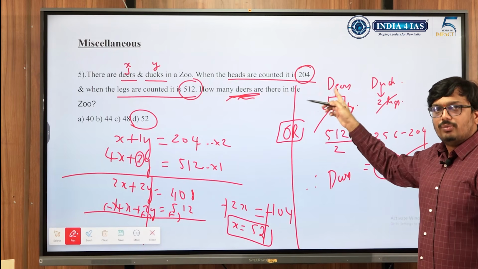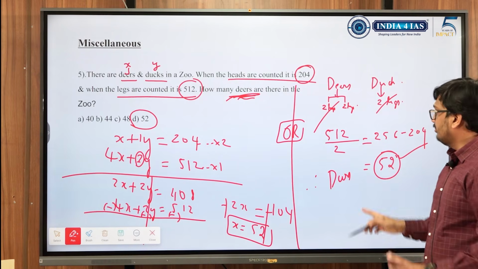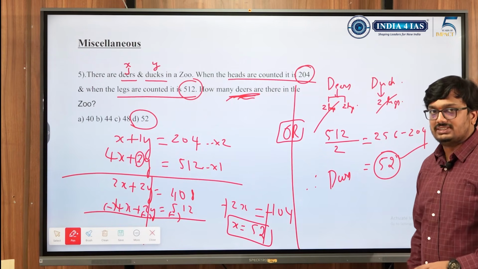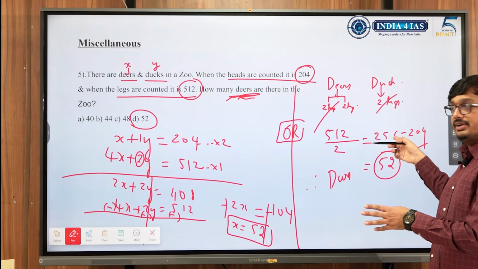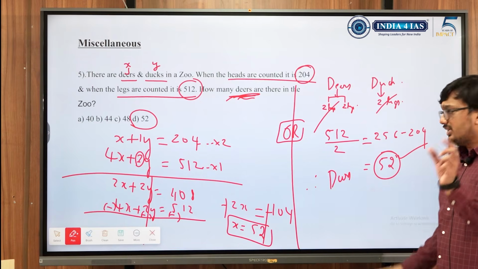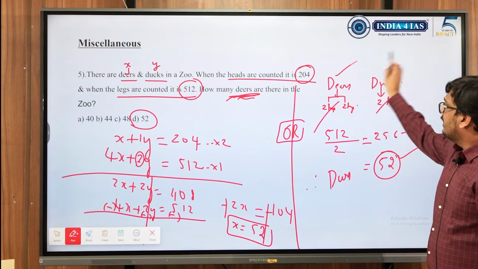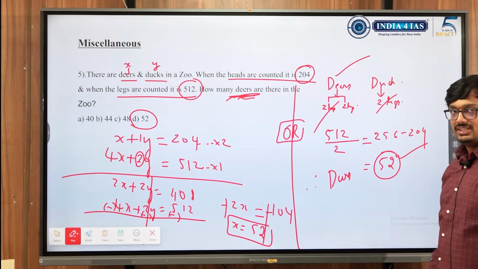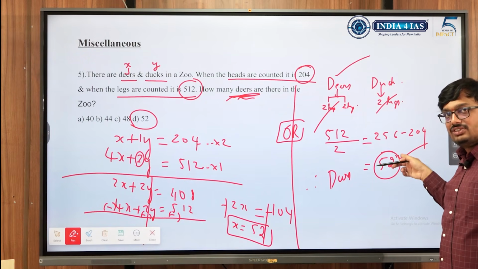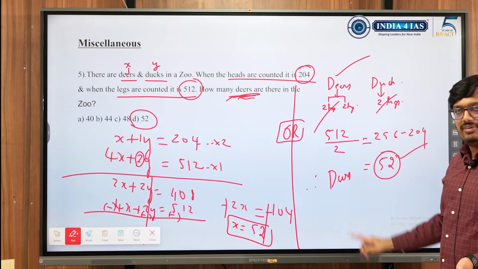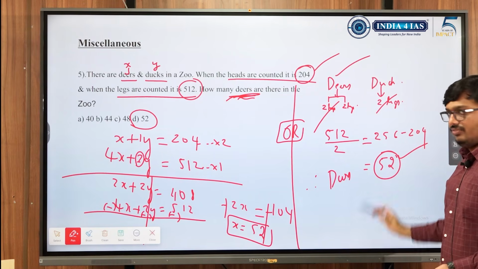The animal which has more legs will be the answer, because here when you divide the legs 512 by 2, you will get 256. You subtract the number of heads. What is 256 minus 204? You will get 52. That 52 belongs to whichever of deers and ducks has more legs, so the answer is for deers only. Number of deers is 52. If they asked to find the number of ducks, you know it is 204 minus 52.